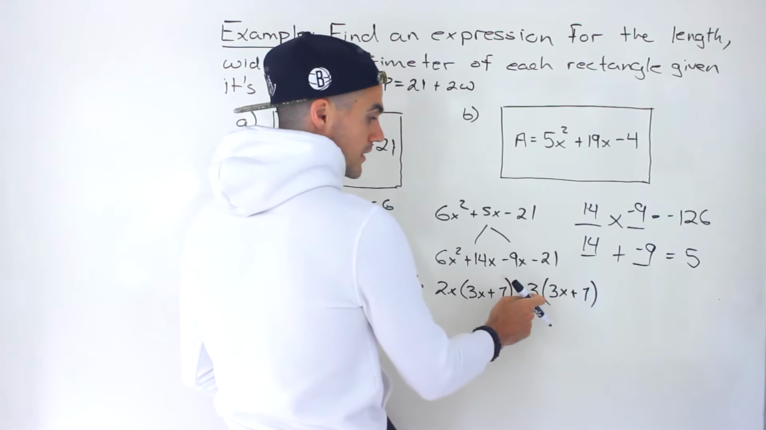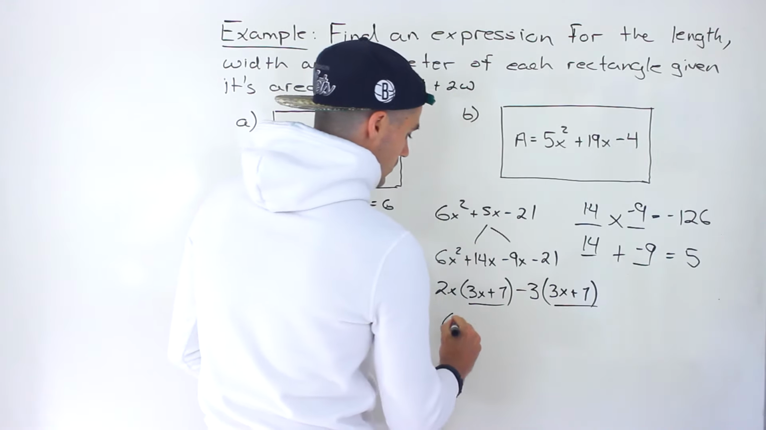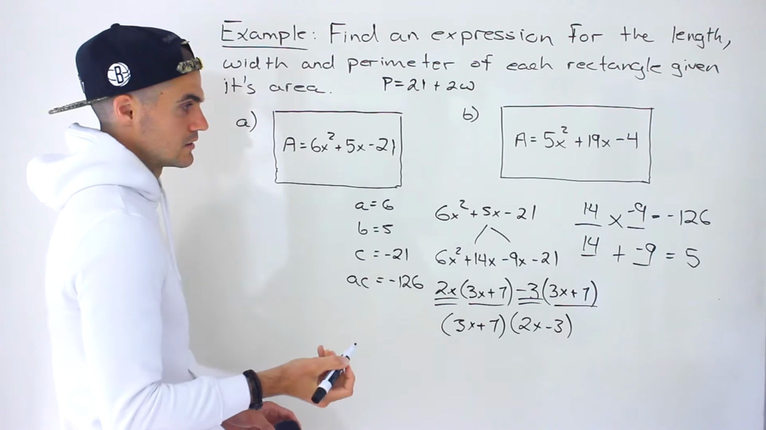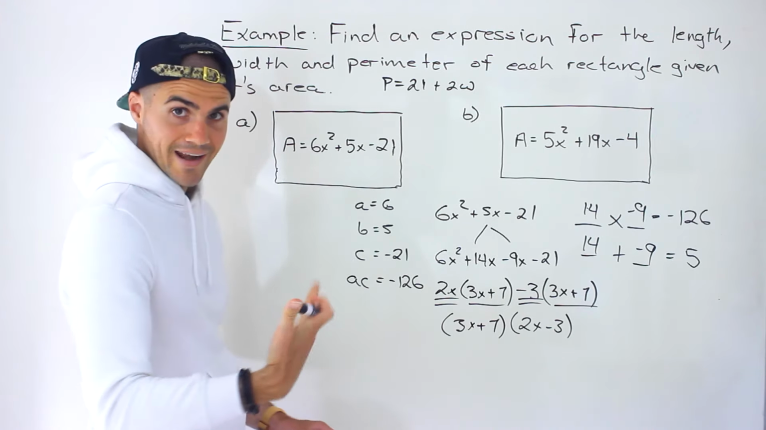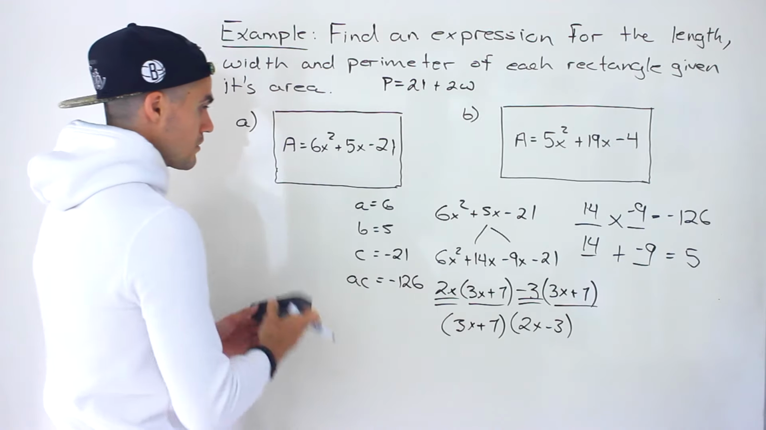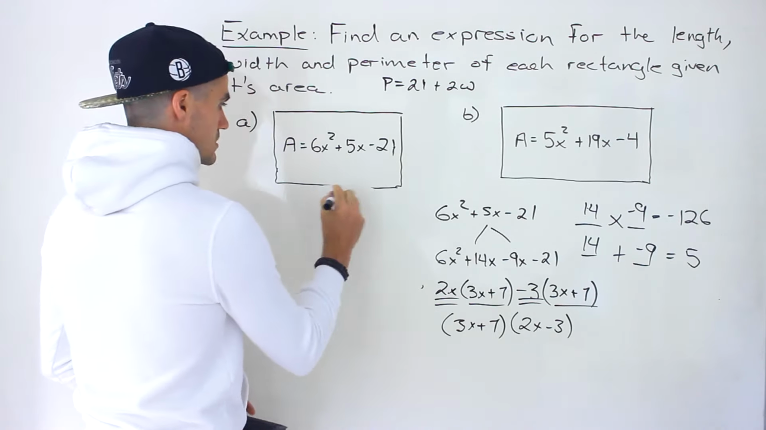Negative 21 divided by negative 3 gives us positive 7. So then we could take out the 3x plus 7, that binomial common factor, and we're left with 2x minus 3, like that. So that ends up being the expression for the length and the width. Here the length is longer, so I'm going to use this one.